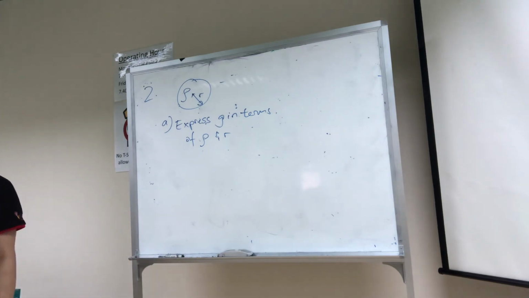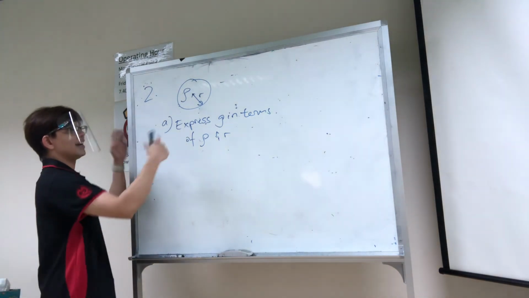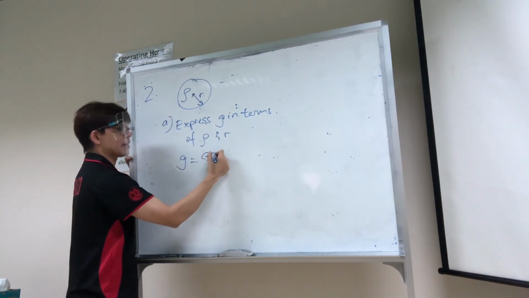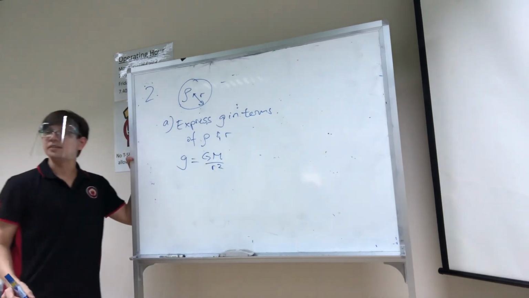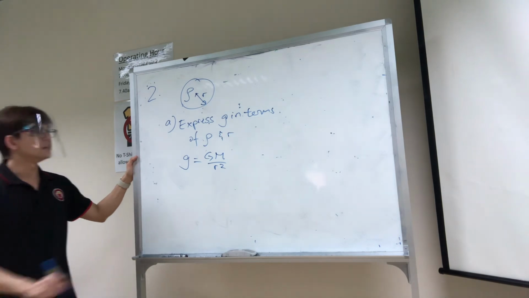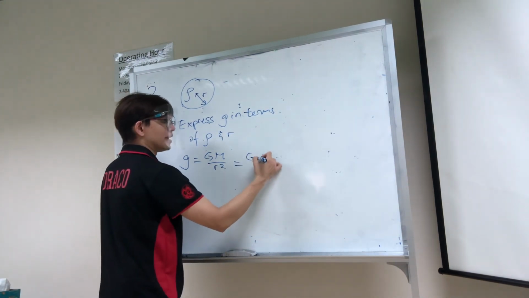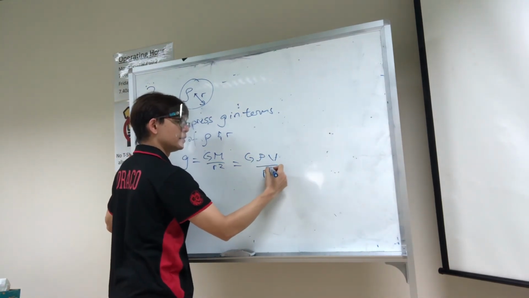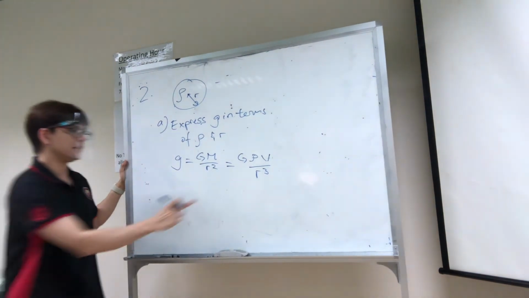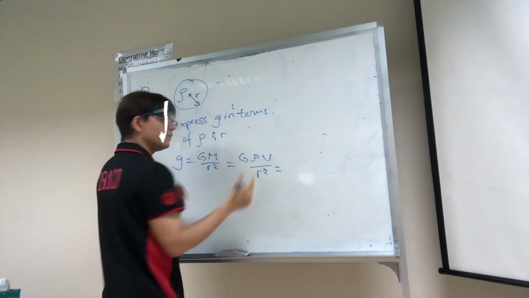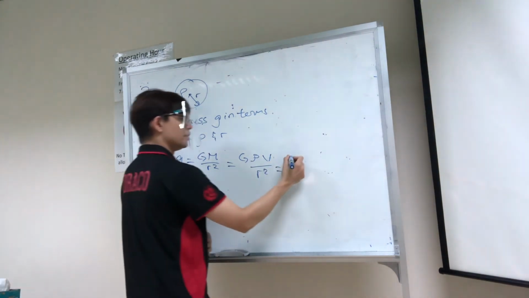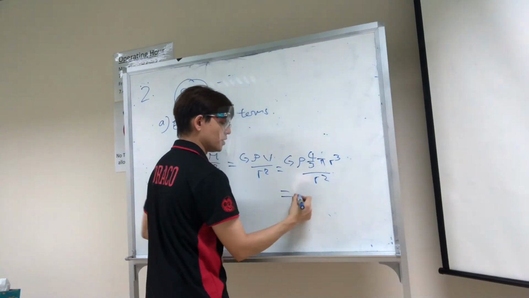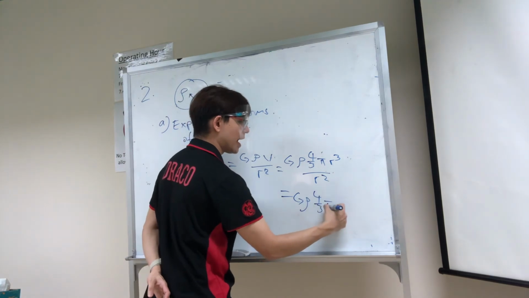So this part is more algebra work, which you all would probably like. Express gravitational field strength in terms of rho and r. Traditionally, our gravitational field strength is G capital M over r squared. The capital M is not allowed in this question, so we can replace it using density, which is mass over volume. So mass is density times volume. The volume of a sphere is 4/3 pi r cubed. So we get G rho 4/3 pi r cubed over r squared, which reduces to G rho 4/3 pi r.